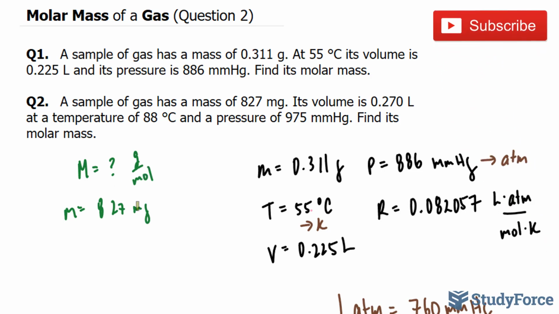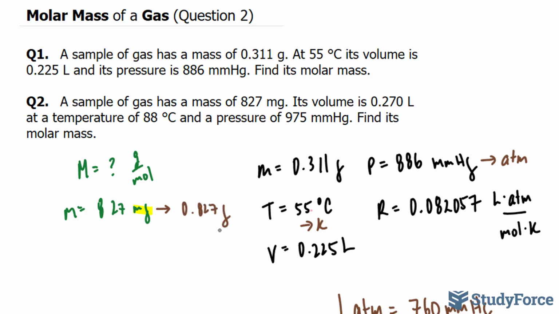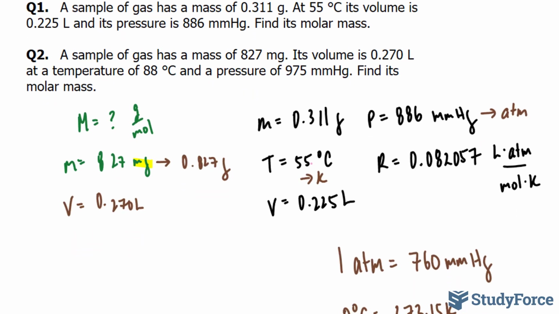This suggests that we should change milligrams into grams, and we can do that easily, right now, by dividing it by 1,000. So if we divide this by 1,000, we get 0.827 grams. Furthermore, we've been given the volume, which is equal to 0.270 liters. Our temperature is in Celsius, 88 degrees, and our pressure is in mmHg.